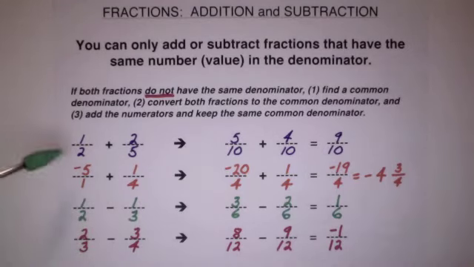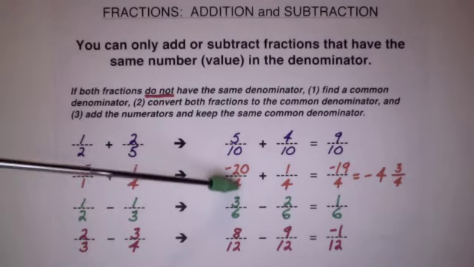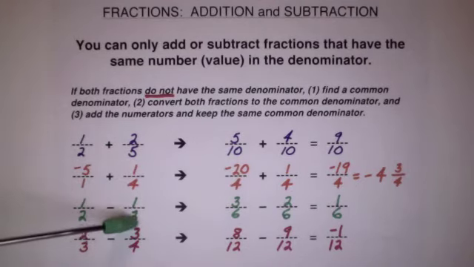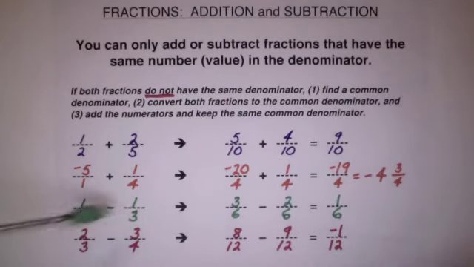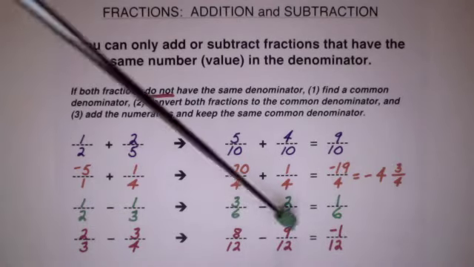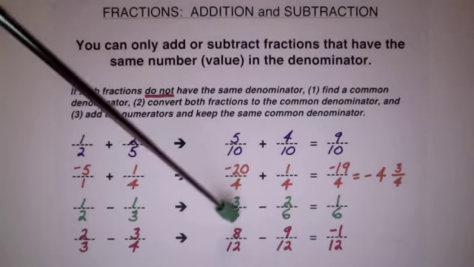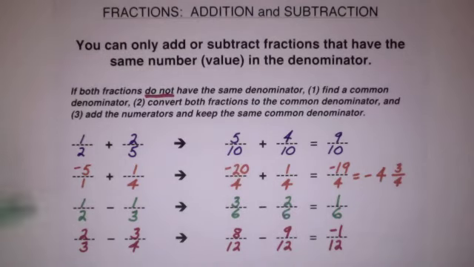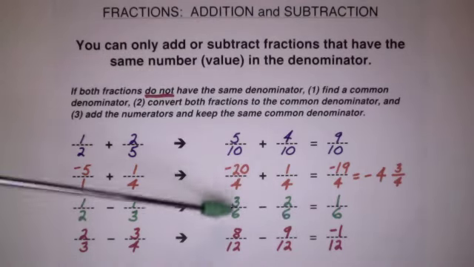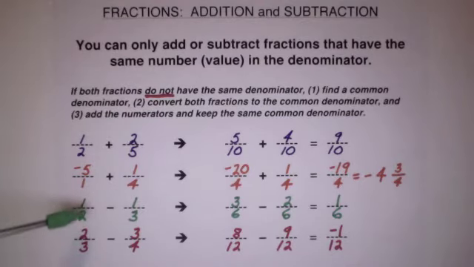Look at this. 2 times 3, 6. This is what I'm going to change it into, 6. So I put 6 in the denominator of both of these fractions. Now, how do I go from 2 to 6? I have to multiply by 3. So whatever I do to the denominator, I must do to the numerator.